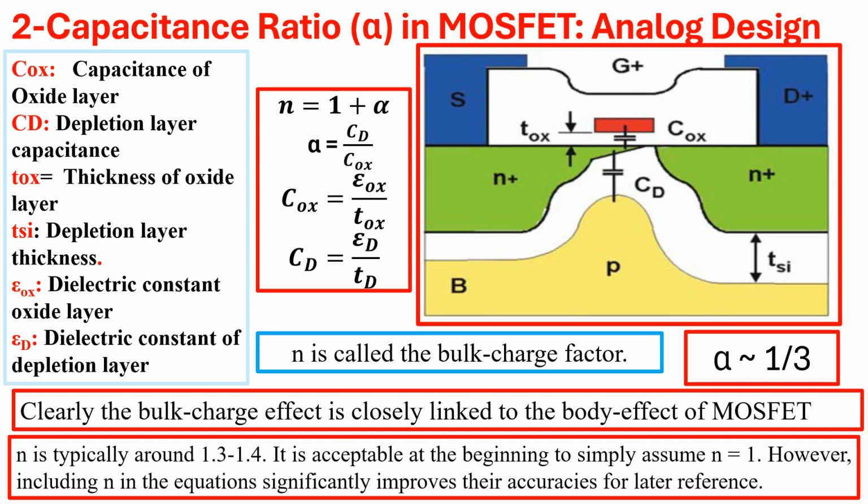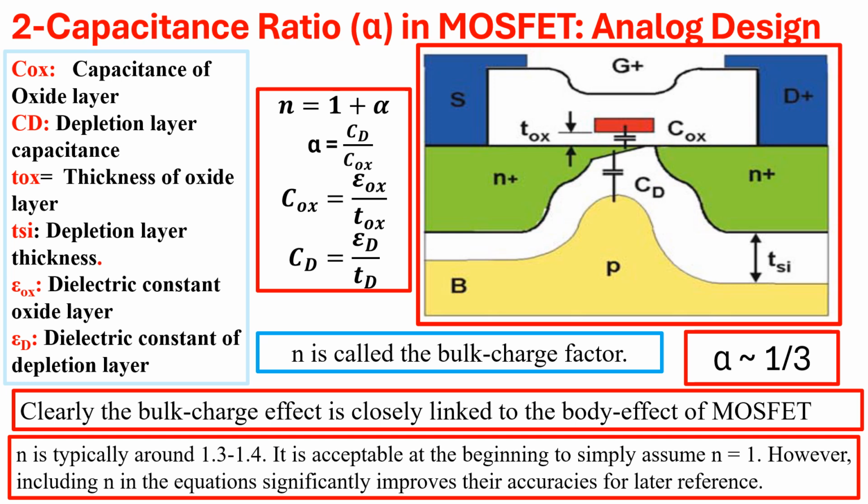Firstly, we discuss capacitance of oxide layer. This refers to the capacitance associated with the oxide layer in a MOSFET device, typically used between gate and channel, and it affects the device's ability to store charge and influences the threshold voltage.